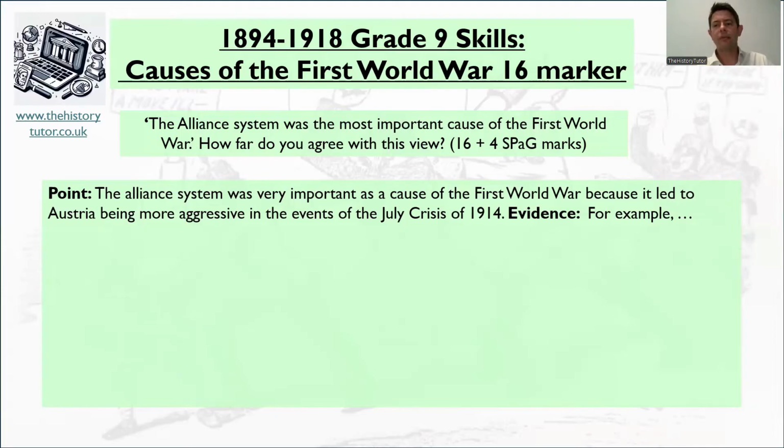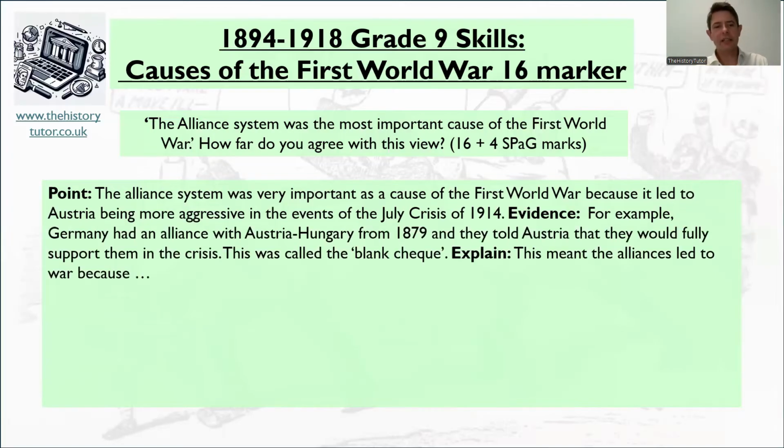Okay, so now some evidence. So what is in the alliance system that emboldens Austria to deal with Serbia? So think about some evidence. Jot some ideas down now. Okay, here's my ideas then. You can self-assess your idea. Did you put some nice facts in there, the nice ideas?